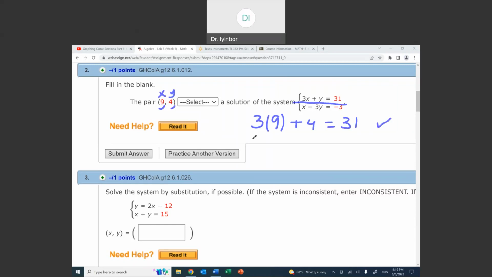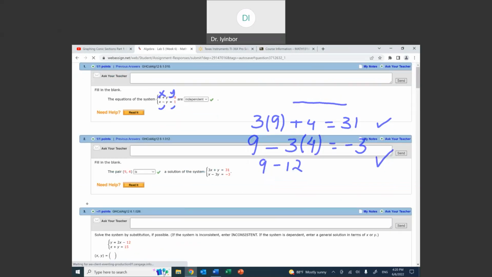So I have 9 is my x, minus 3 times 4 is y, equals negative 3. Is that right? So we have 9 minus 3 times 4 is 12. 9 minus 12 is exactly negative 3, right? So this is a true statement. So that means these two numbers, this pair or this point, is a solution of the system. And I'm going to submit all of my answers so you see that I'm doing it correctly, okay? So that was number 2.